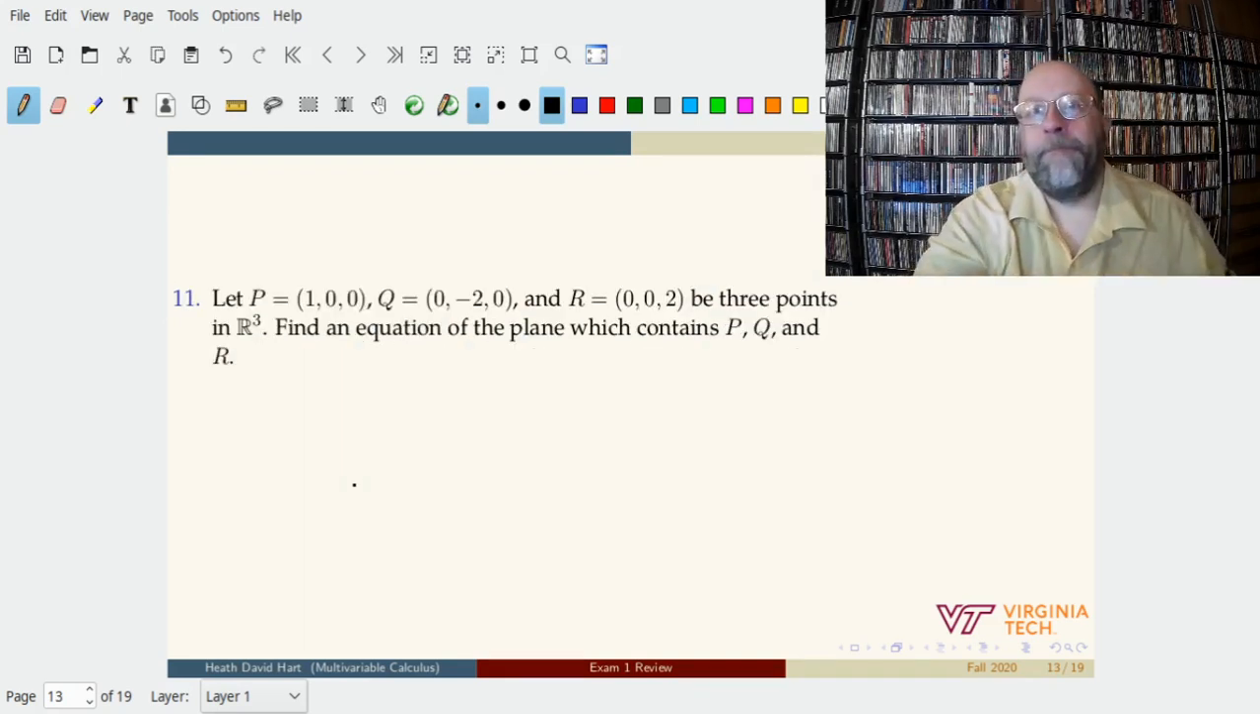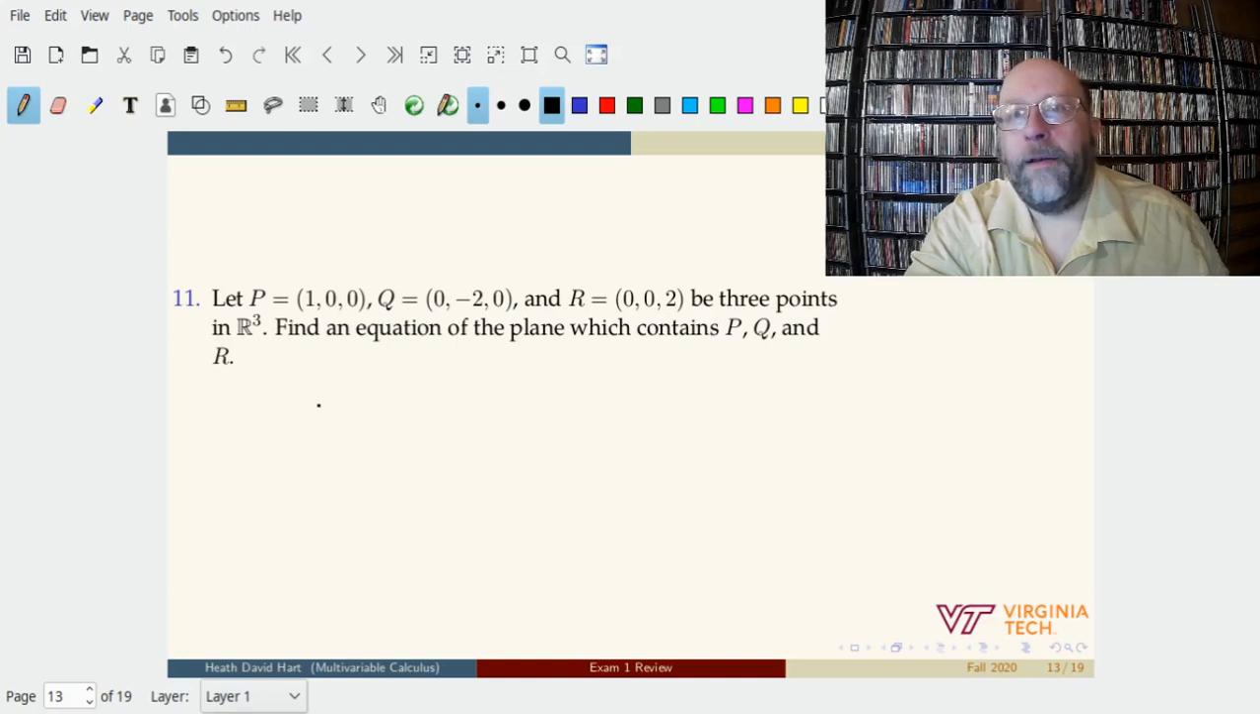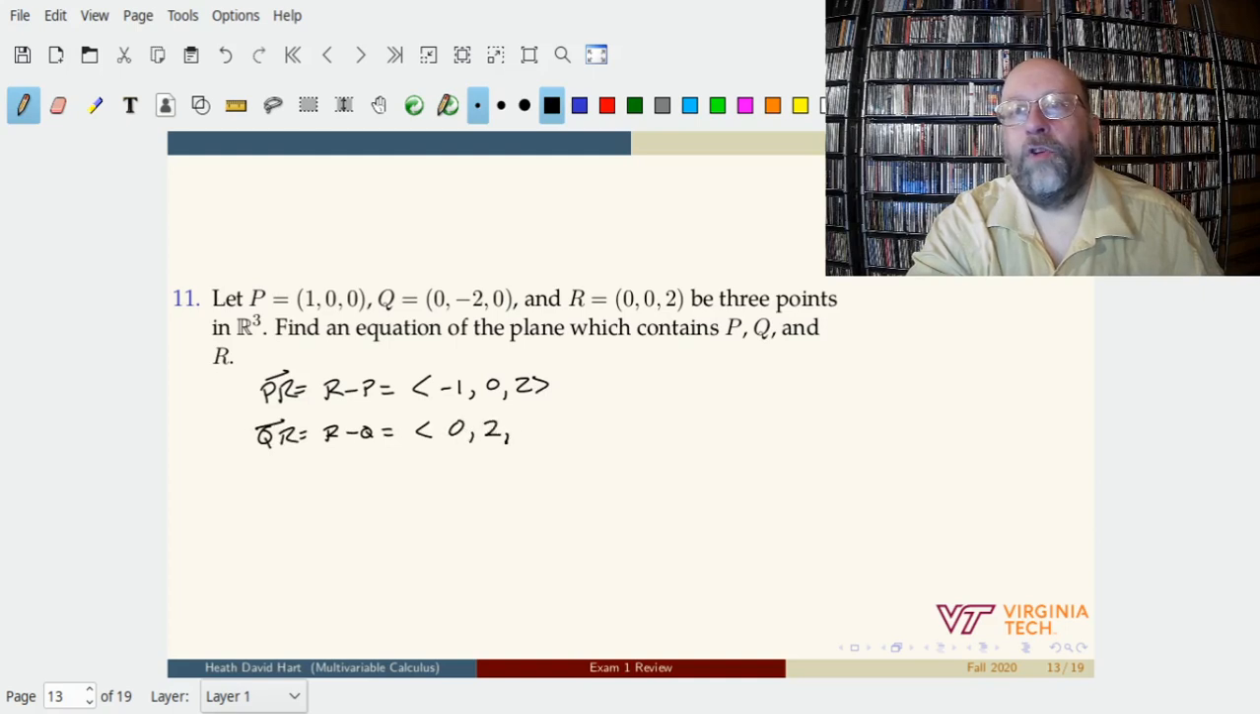Okay? All right. Let's calculate the equation for this plane. We need two vectors, so let's use, I think in the solution key I used PR and QR. PR, that's the same thing as R minus P, and so that's (-1, 0, 2). And QR is the same thing as R minus Q, and so that's (0, 2, 2).